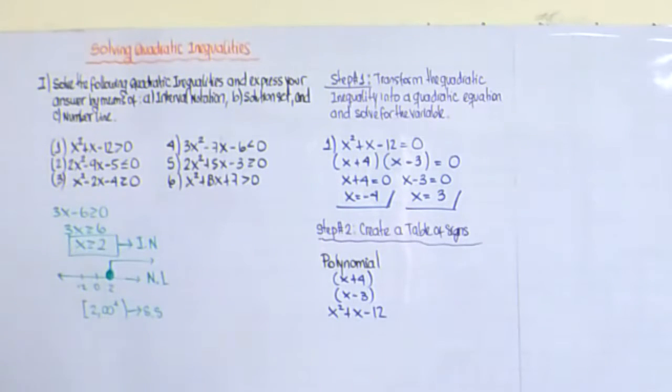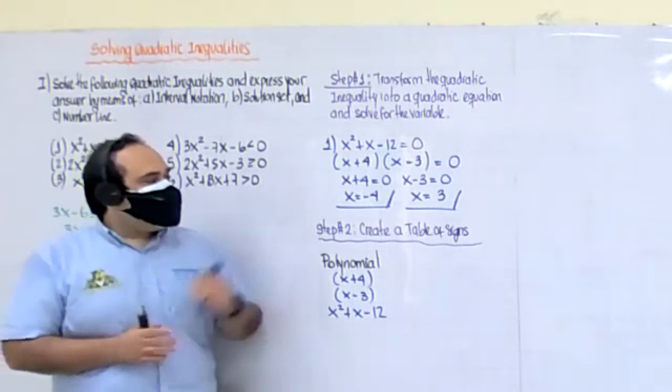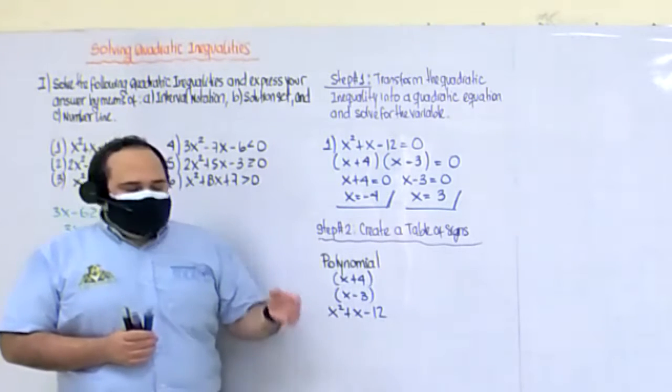Now, in the second row, we're going to assign some kind of interval notations. What interval notation am I talking about? I'm going to start from negative infinite, and finish with positive infinite.